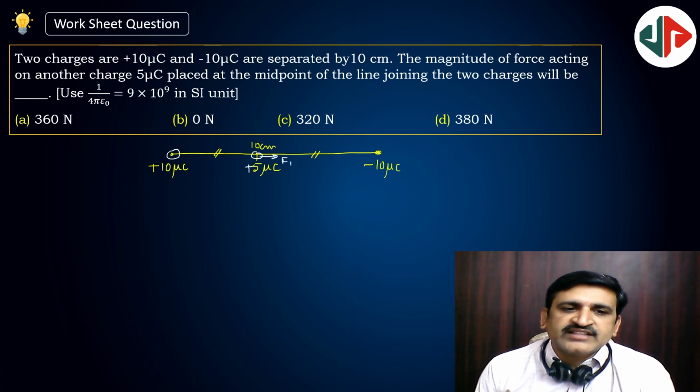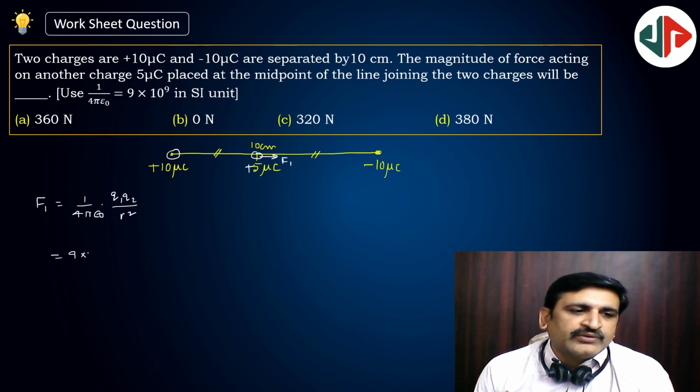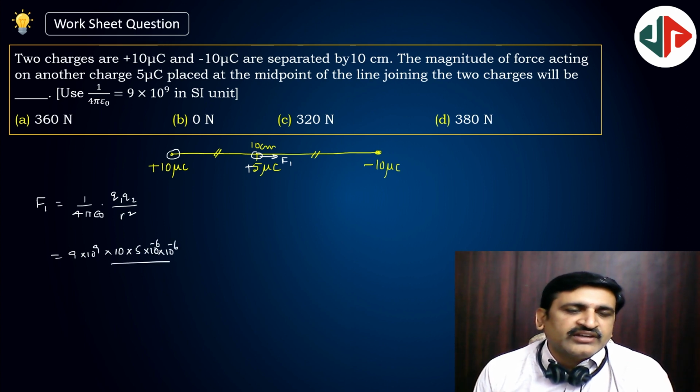I can call it F1, and let us write the F1 magnitude. F1 is equal to 1 by 4 pi epsilon naught into Q1 Q2 by R square: 9 into 10 to the power of 9, into Q1 10 into 10 to the power of minus 6, Q2 5 into 10 to the power of minus 6 for both microcoulomb charges. The R value, this distance, will be 5 centimeters only because that is at the midpoint: 5 into 10 power minus 2, square.